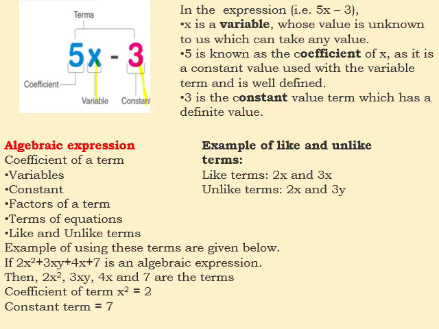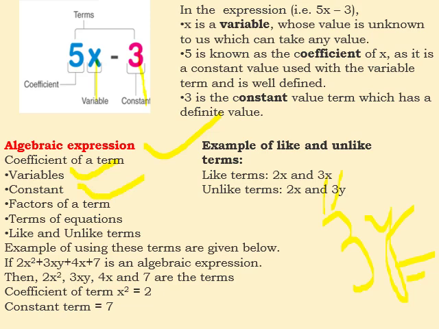Fine. So by now you know an algebraic expression, how it looks like. It doesn't have an equal to sign. You know this expression, coefficient of a term. Coefficient means 5x. If I write 3y, then what is the coefficient of y? The coefficient of y is 3. And what is the coefficient of 3? The coefficient of 3 is y. Variables, you know, keep on changing, constant, fixed value.